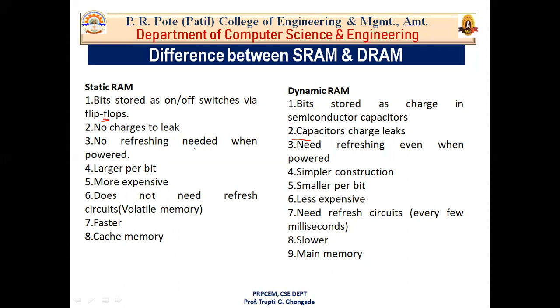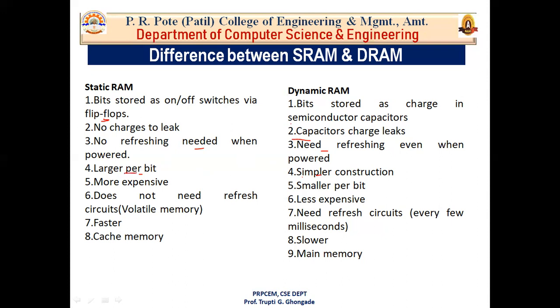Then in static RAM, no refreshing is needed. The only condition is that the cell has to be continuously powered. But in dynamic RAM, the condition is that it has to be refreshed. So even if it is powered, it has to be periodically refreshed. Then the construction of static RAM is more complex because it consists of 4 transistors, but in DRAM, the construction is simpler because it consists of a single transistor and a single capacitor.